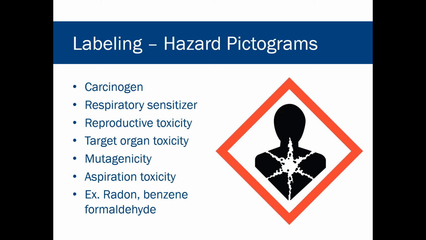Mutagenicity: these cause genetic changes in cells. Aspiration toxicity: these chemicals will cause a severe effect from chemical entry into the oral or nasal cavities. Some examples of these are radon, benzene, and formaldehyde.